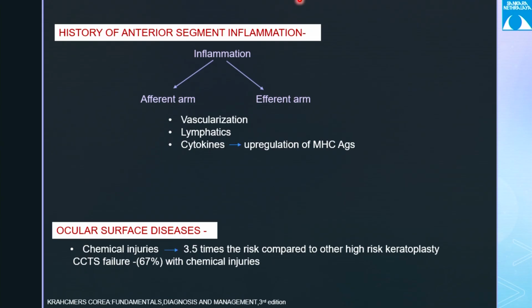Okay, now I understood. And if there is a history of anterior segment inflammation, it causes the afferent arm and the efferent arm to be stimulated, causing again vascularization, lymphatic stimulation, and cytokine release. Ocular surface diseases: the CCTS study showed chemical injuries have 3.5 times the risk compared to the other high-risk keratoplasties.